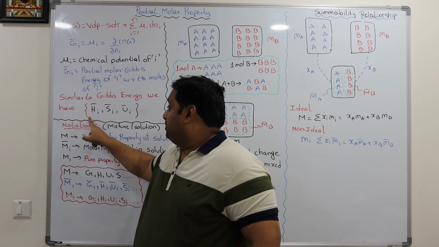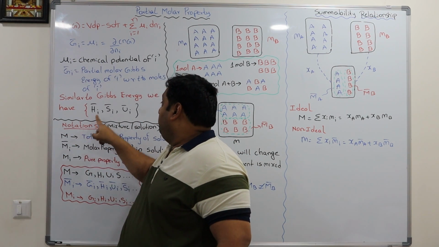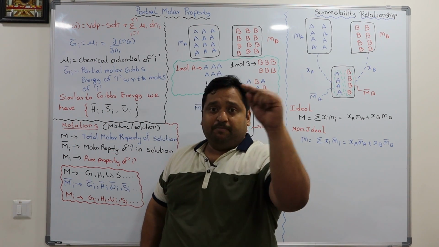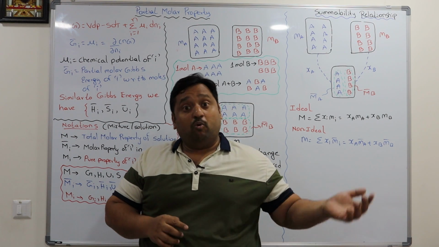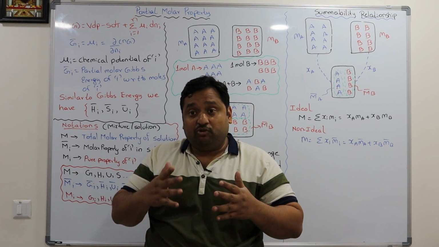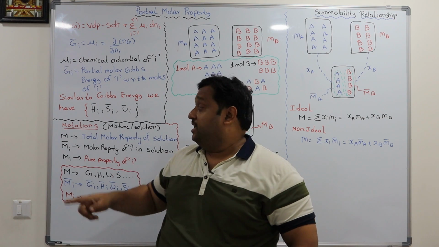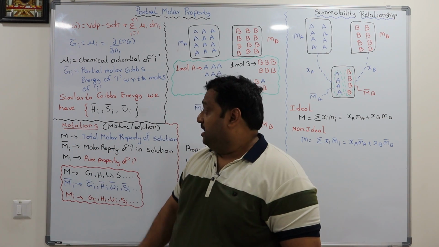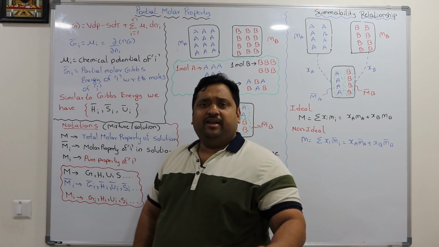M could be H, N could be G, M could be S. M bar A is representing, in a solution, what is the contribution of A. In the solution, what is the contribution of B? That is nothing but M bar B. And the third is Mi. Mi is nothing but the pure property.